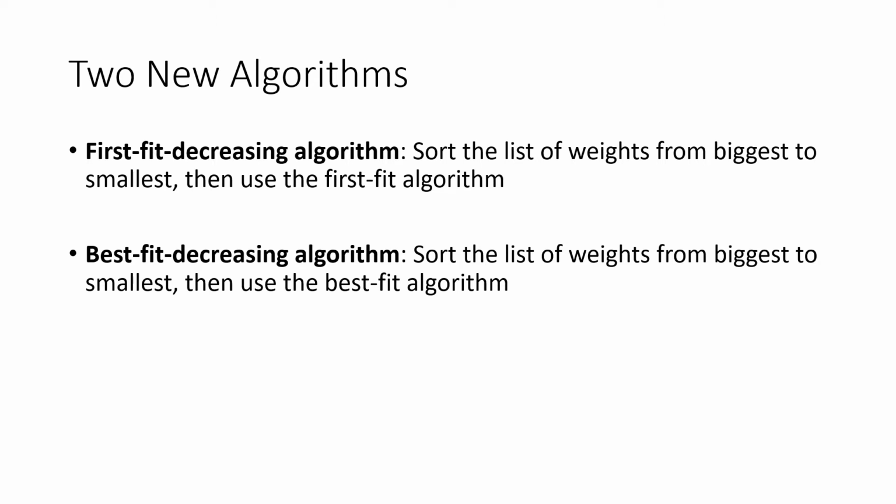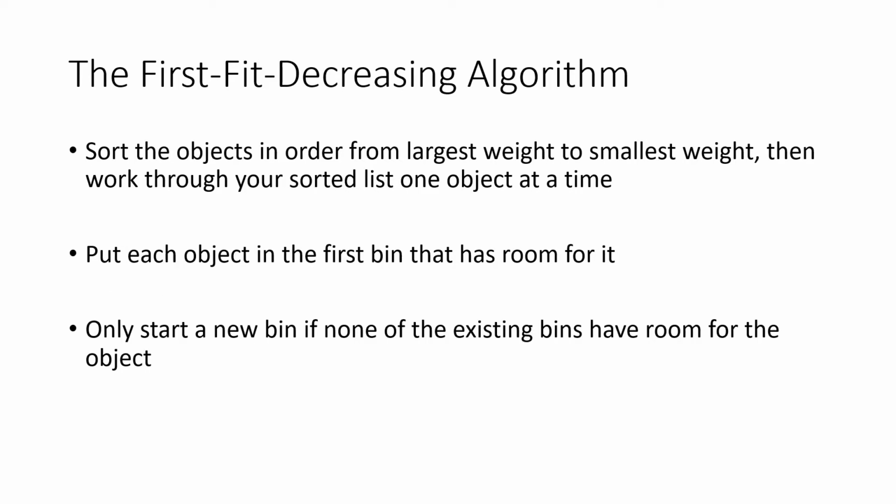In the previous lecture, we talked about the first fit algorithm and the best fit algorithm. These are going to be variations on those algorithms. The first fit decreasing algorithm is going to be to first sort the list, like we talked about, and then use that first fit algorithm. The best fit decreasing algorithm will be to first sort the list and then use the best fit algorithm. If you remember how to use the first fit and best fit algorithms from the previous lecture, this is just going to add a new step at the beginning.